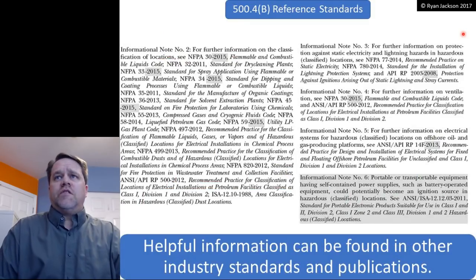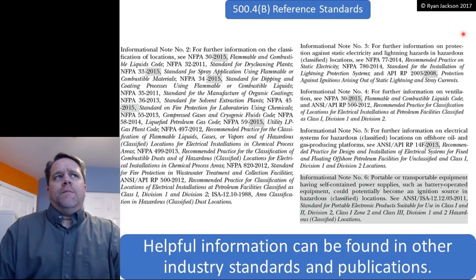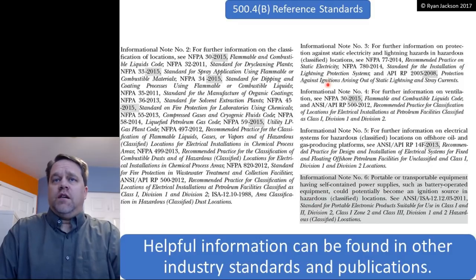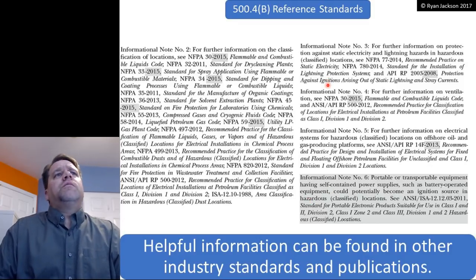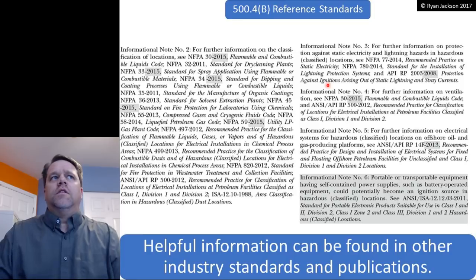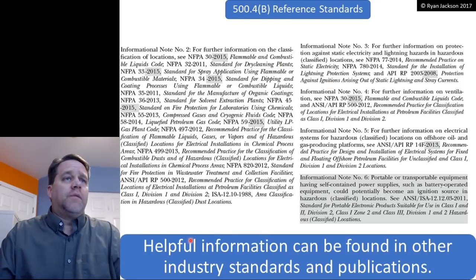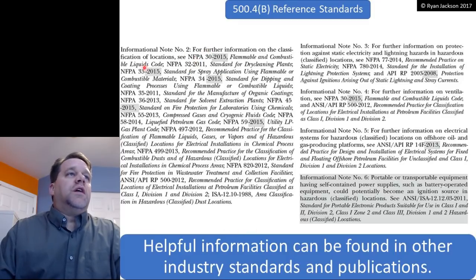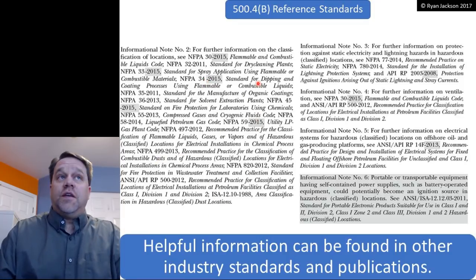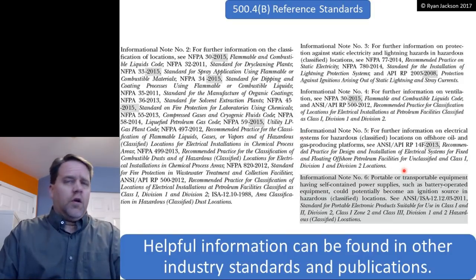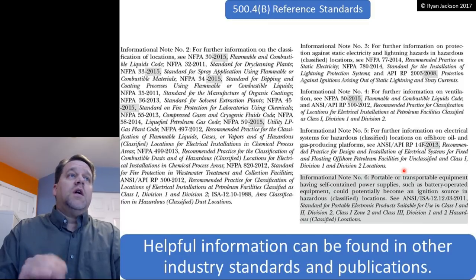Subsection B, reference standards. I know that this is a bit blurry. It's not my intention that you can read all of this. You guys have a copy of the NEC. If you don't, you should. I simply put this up here so that you can see the number of documents that we have in this informational note. It says, look, helpful information can be found in other industry standards and publications. So NFPA 30, NFPA 33, NFPA 34, NFPA 59, NFPA 499. You get the idea. There's notes and notes and notes of all of these different reference standards that are all valuable and should be consulted based on what you're doing.